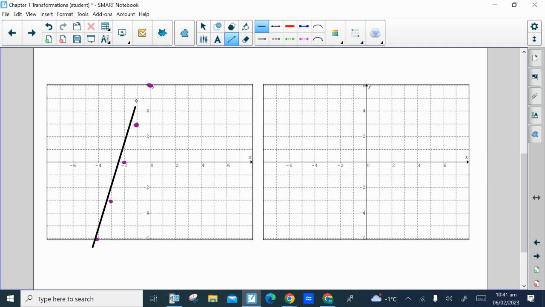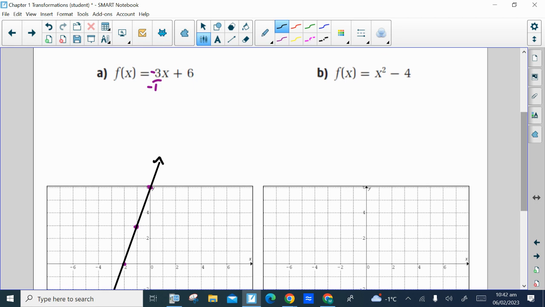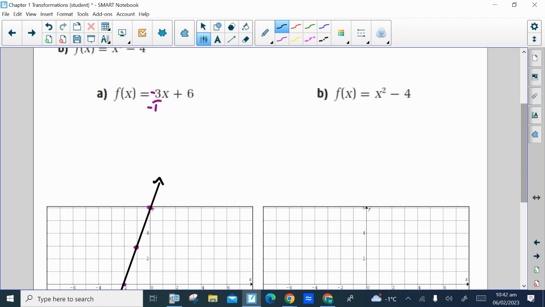And there's the line of y equals 3x plus 6. Our graphs always have arrows on the end when you graph from an equation. The pattern continues forever.